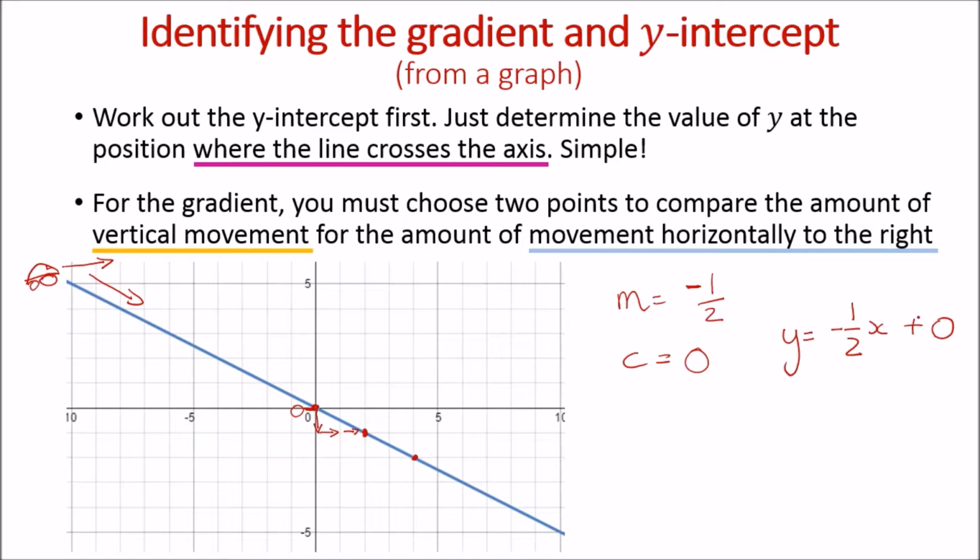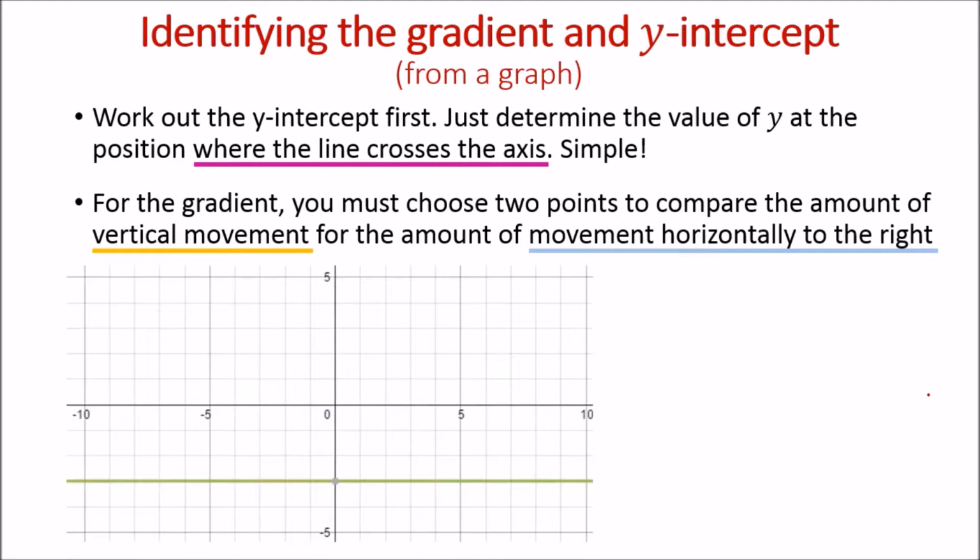But of course we don't write that on the end, there's no point. And there's another way this can be written, I just want to show you: negative, and instead of writing the 1, you can just pop the x on top. So this line is y equals negative x on 2.